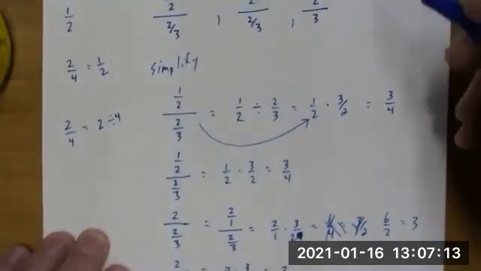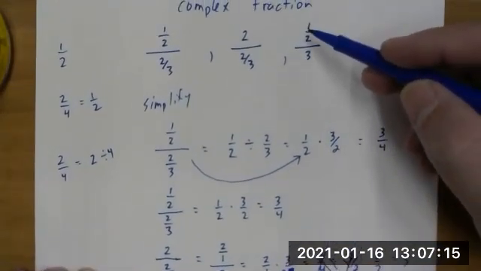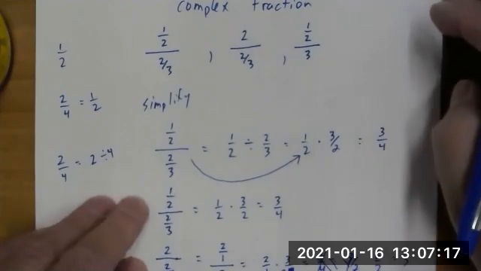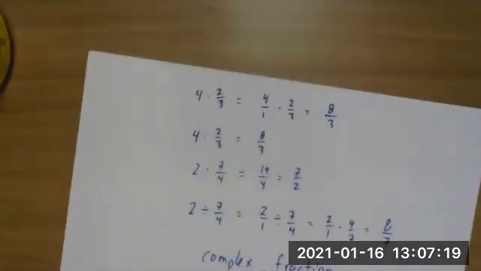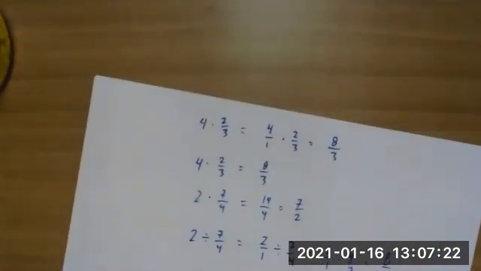Now, one last thing to look at. What happens if you have a fraction in the top and a number in the bottom? Okay, let's talk about that, and then I think we'll be done with this review of fractions.